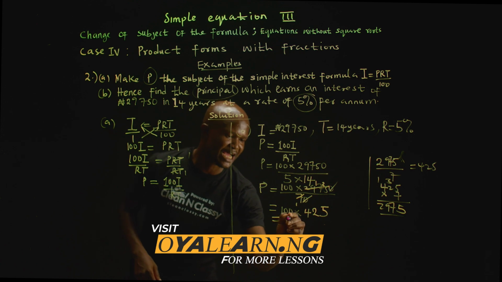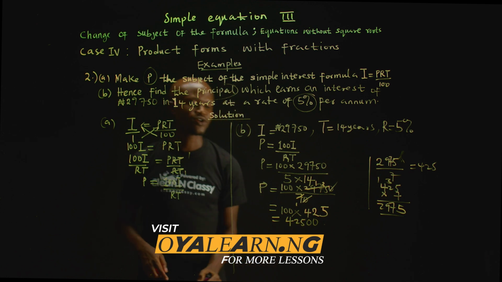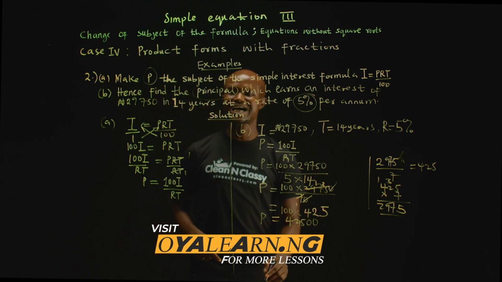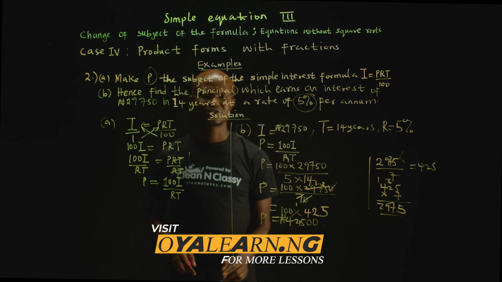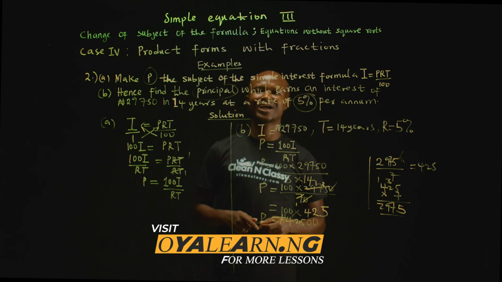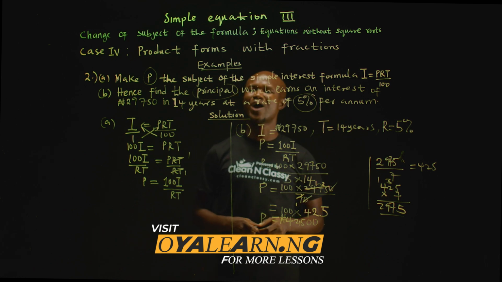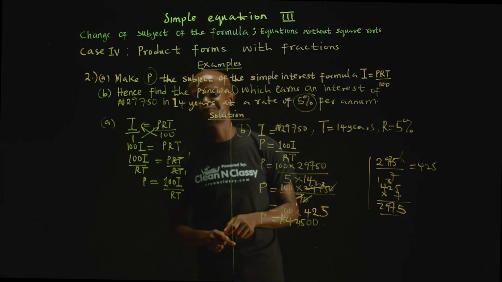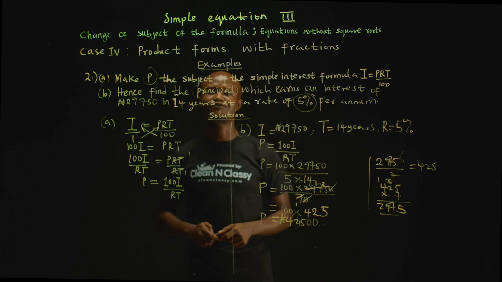So it means that we now have this to be 42,500. So it means that P equals 42,500 naira. So from this question, we can now conclude that the P, which is principal, is 42,500 when the interest is 29,750 in 14 years at the rate of 5%.